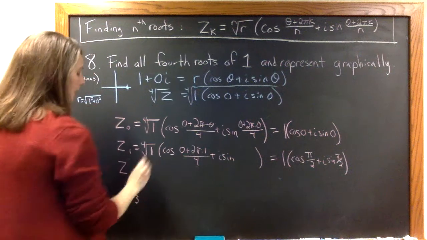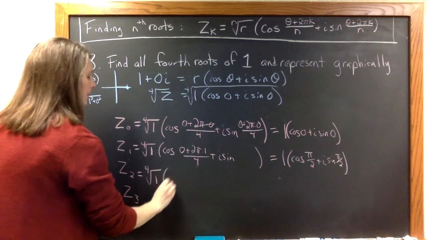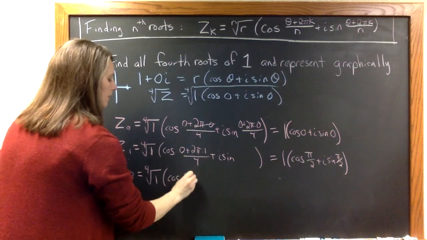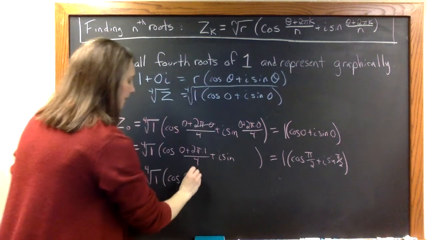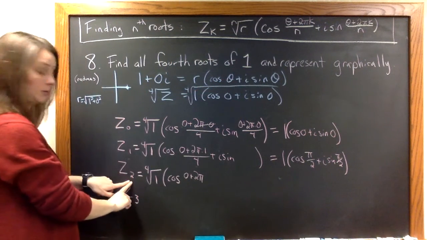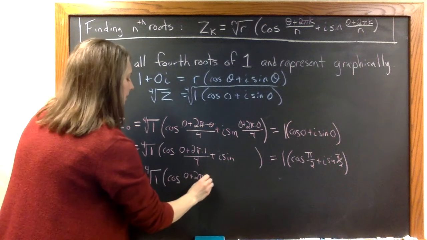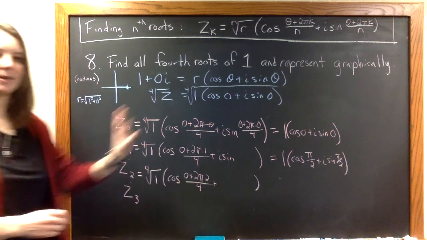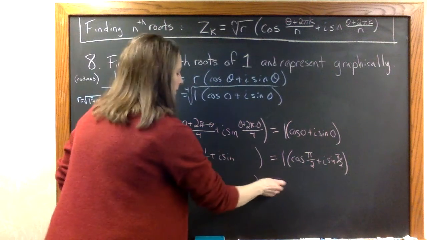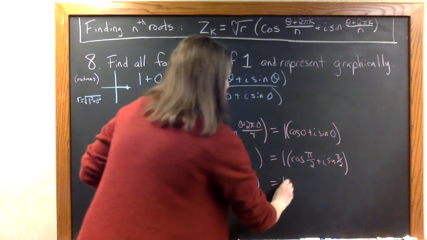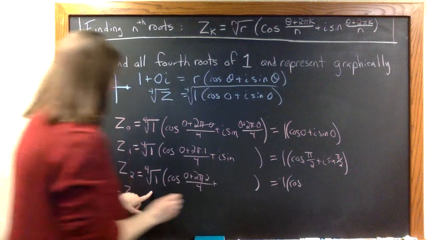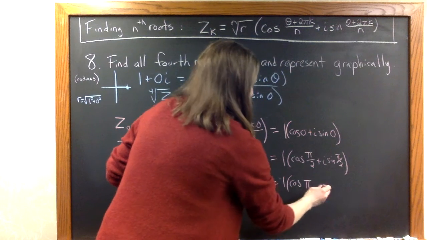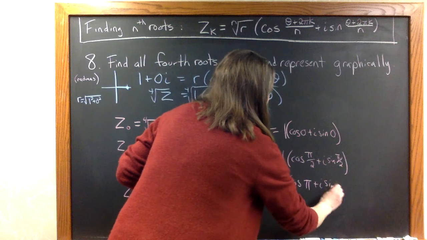Again, the fourth root of r, so the fourth root of 1. Cosine theta, our theta is 0, plus 2 pi times k. k in this one is 2 over n, which is 4. And then the sine's going to be the same thing, so sometimes I just don't write it, just to save myself some trouble. So we get 1 cosine of, this is going to be 4 pi divided by 4, so that's pi, plus i sine of pi.